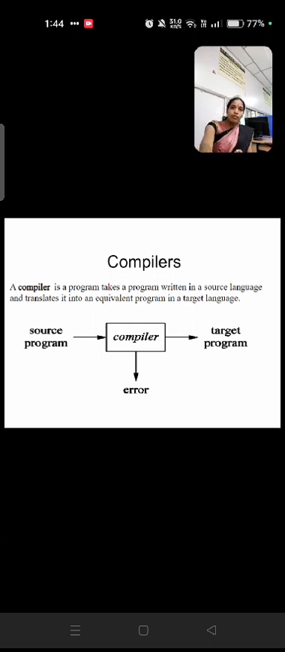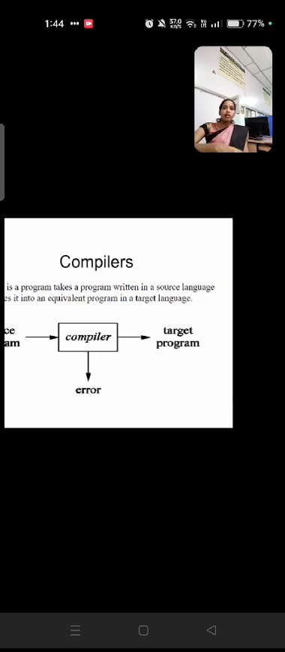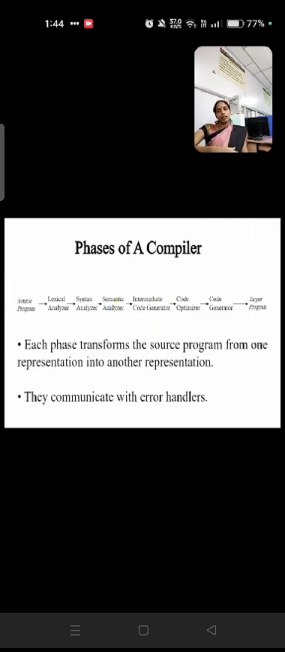And next, we have to discuss another subtopic called phases of a compiler. First of all, these are known as the structure of a compiler. First of all, what is the structure of a compiler?